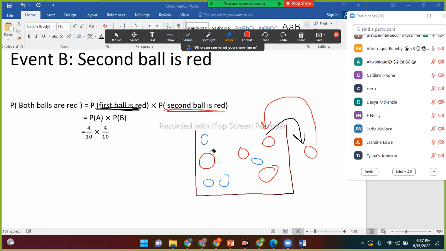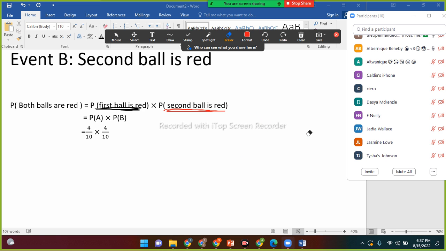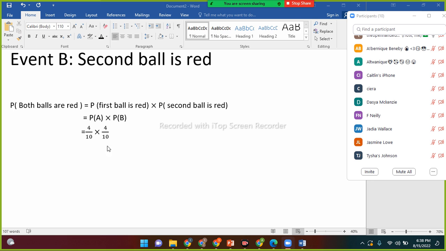And remember now, we are multiplying. So you're saying that you take out the red ball and you put it back in? Yeah, we take out the red ball and we put it back in. You understand that? Okay. Yeah.